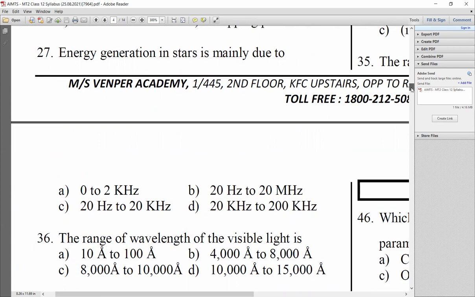36. The range of wavelength of visible light. It will be around 4 angstrom to 8000 angstrom. Theory based question.